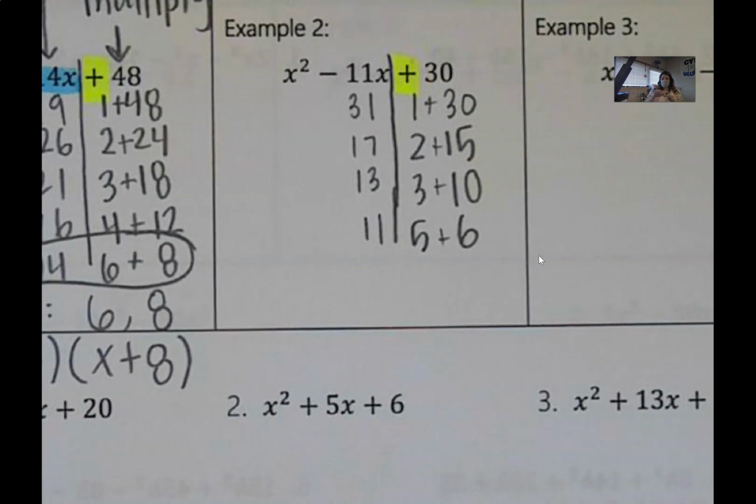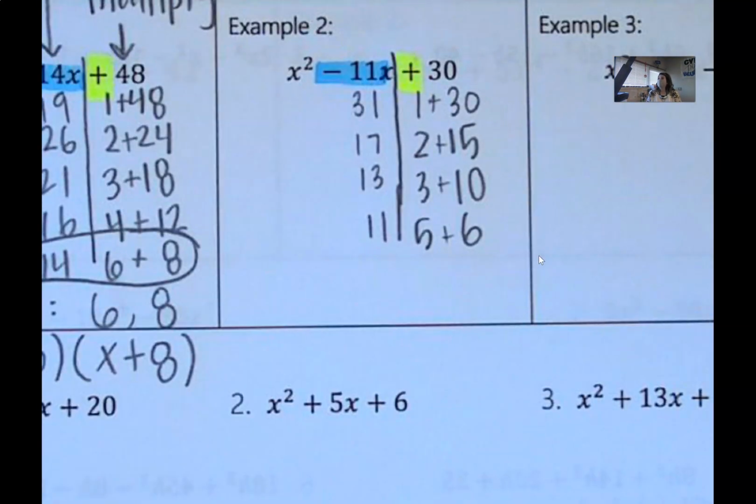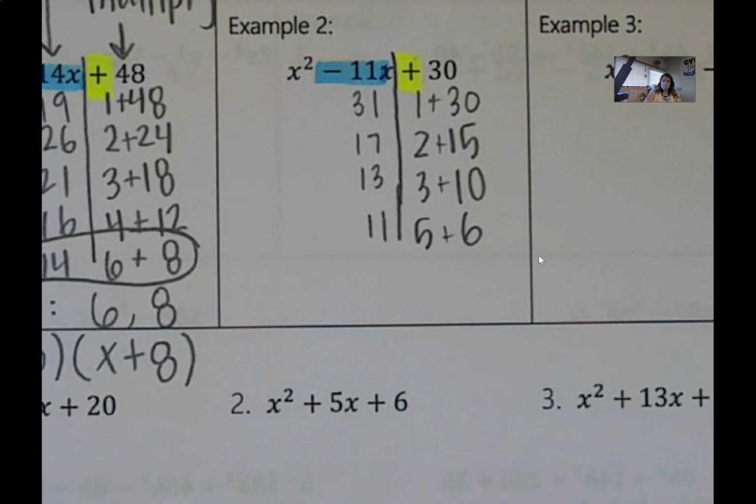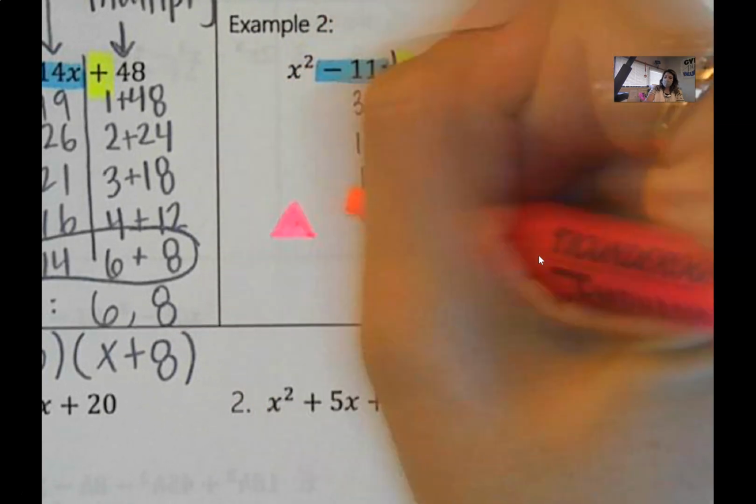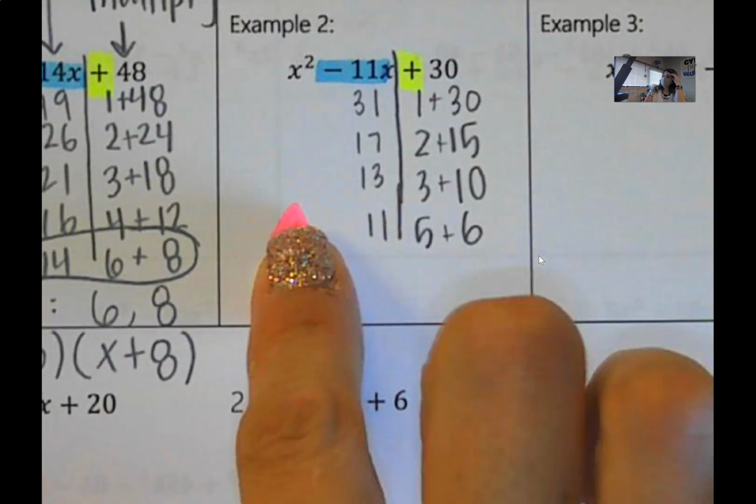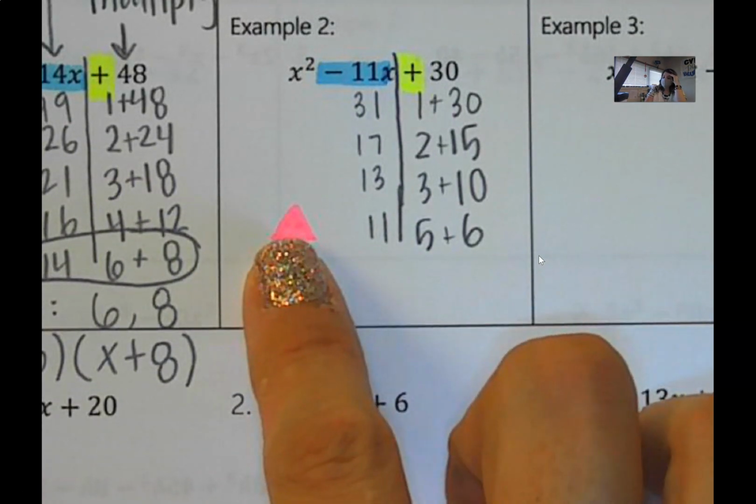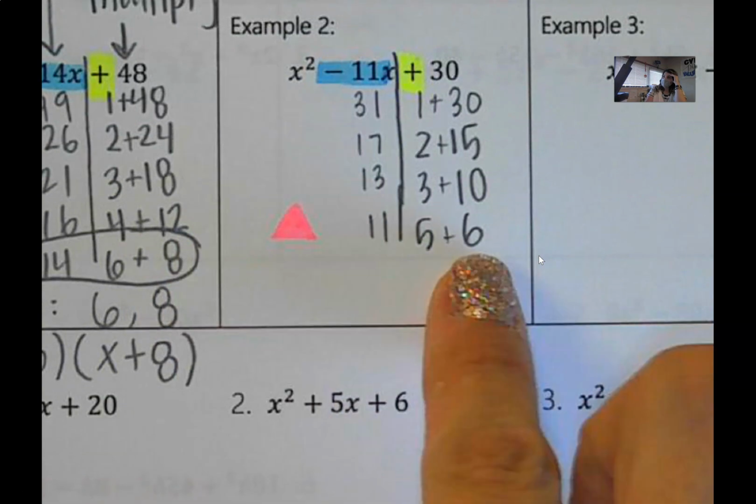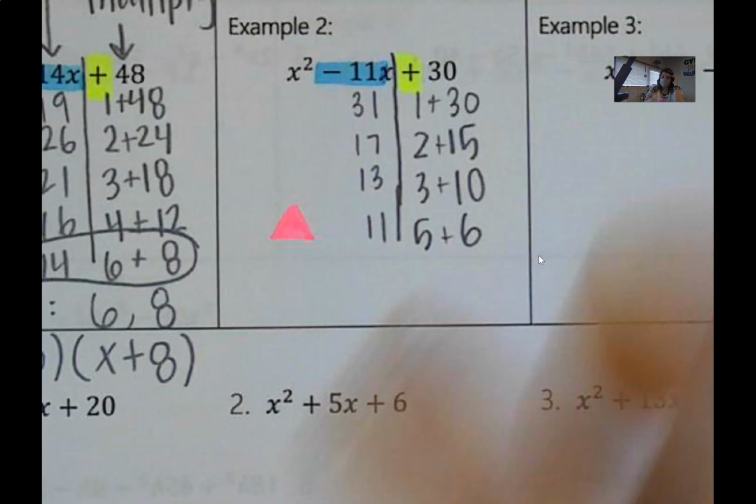This time, though, we're looking for negative 11. We don't have a negative 11. We have a positive 11, so we need to do a trick here. What we have to do is change the sign of every number. This little triangle is the Greek symbol for delta, and that means change. This triangle is going to be my reminder. I had to change my symbols here because these two things did not match exactly.